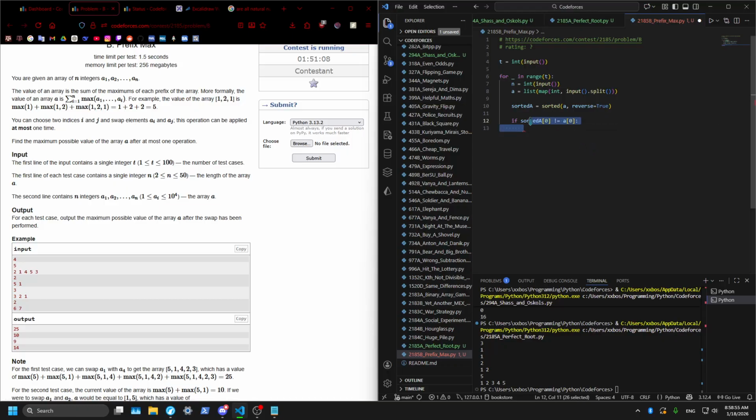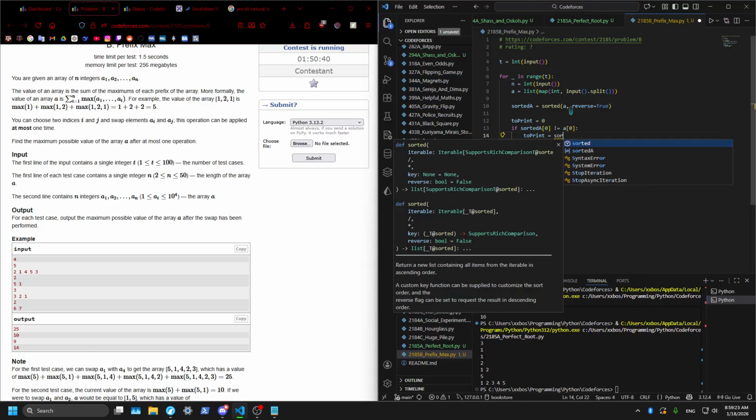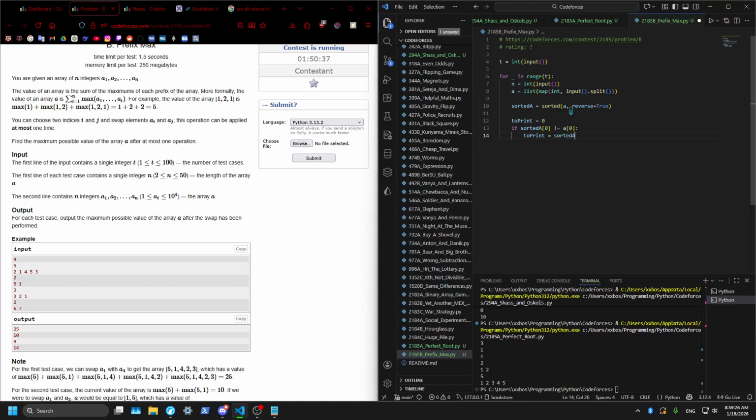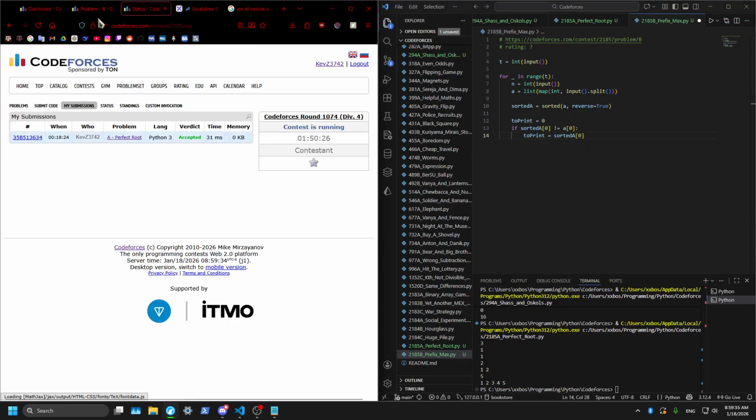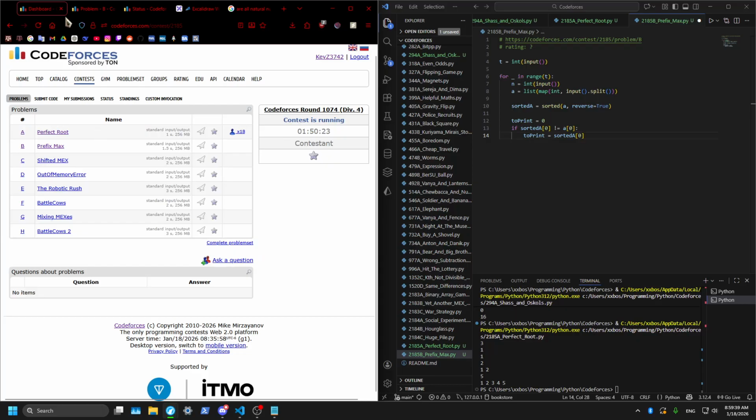Then it's like equals 0, if it does not equal to, print is equal to sorted A. Oh, sorted A0. Oh, it's accepted. Weird ass question, let me tell you.